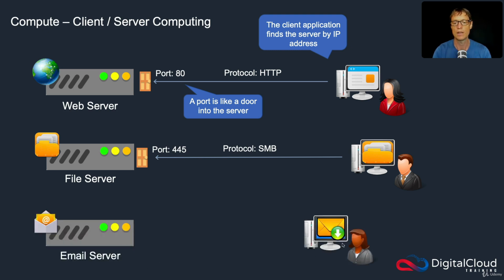In another example, we have an email server. So the client here is using some email software, could be Outlook for example, and needs to send an email. Now in this case, the email goes to the mail server on the SMTP protocol. So that's the Simple Mail Transfer Protocol, and that listens on port 25. So that's just a few examples.